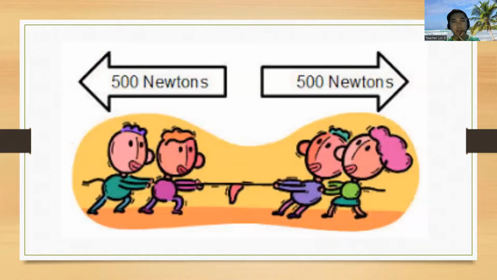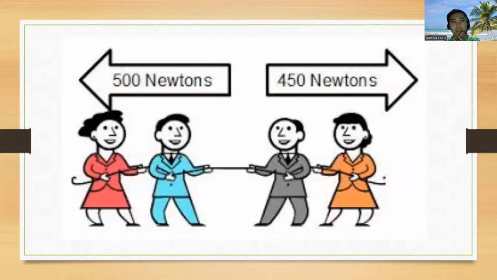Okay, next. 500 newtons and 500 newtons. Ano yung resultant force? Yan, nagsasagot yung mga aso sa likod, sa background natin. Ingay nila. Okay, 500 newtons to the left and 450 newtons to the right. So, anong sagot dito? Share nyo yung answer niya sa comment box.